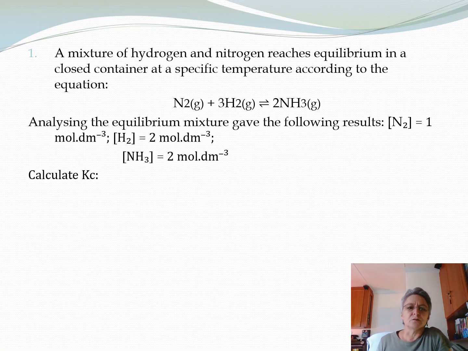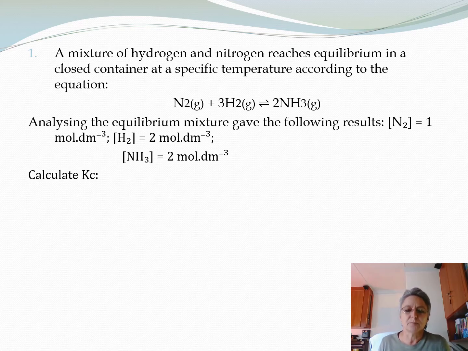Our first example says a mixture of hydrogen and nitrogen reaches equilibrium in a closed container at a specific temperature according to this equation: 1 mole of nitrogen gas plus 3 moles of hydrogen gas forms 2 moles of ammonia. Analyzing the equilibrium mixture gave the following results. The concentration of nitrogen is 1 mole per cubic decimeter, the concentration of hydrogen is 2 mole per cubic decimeter, and the concentration of ammonia is 2 mole per cubic decimeter.